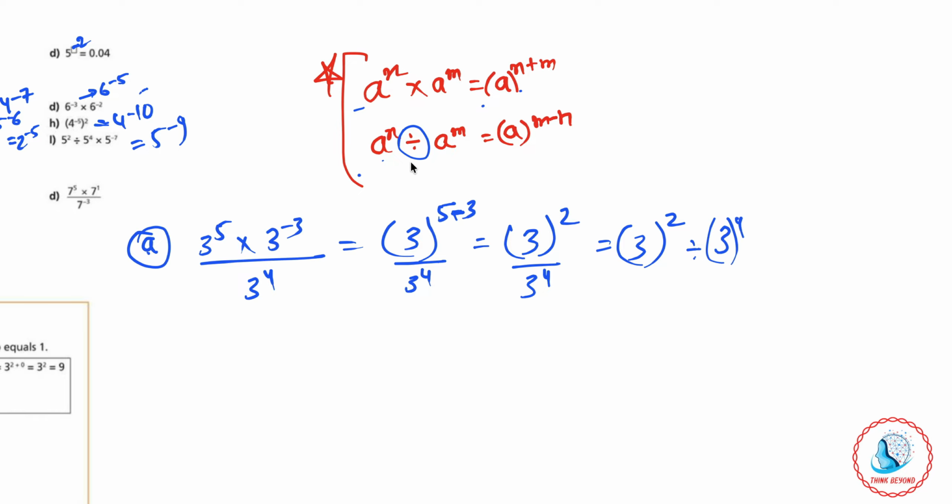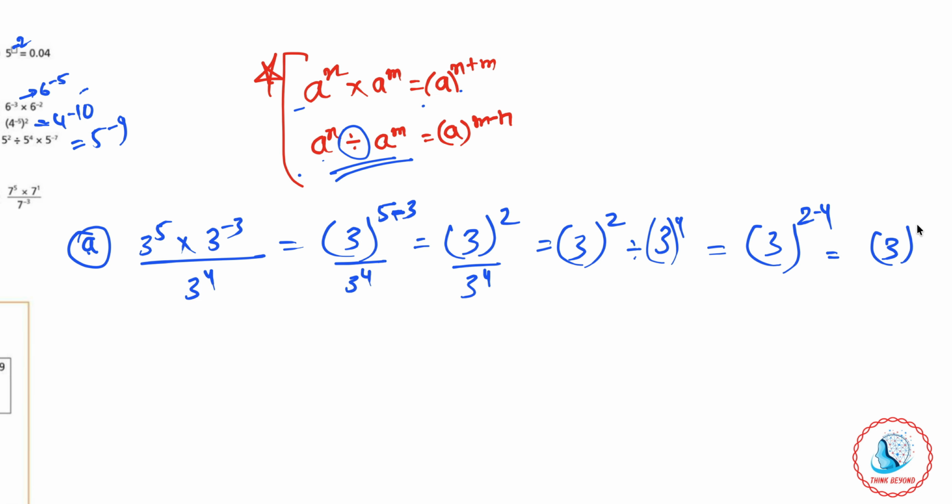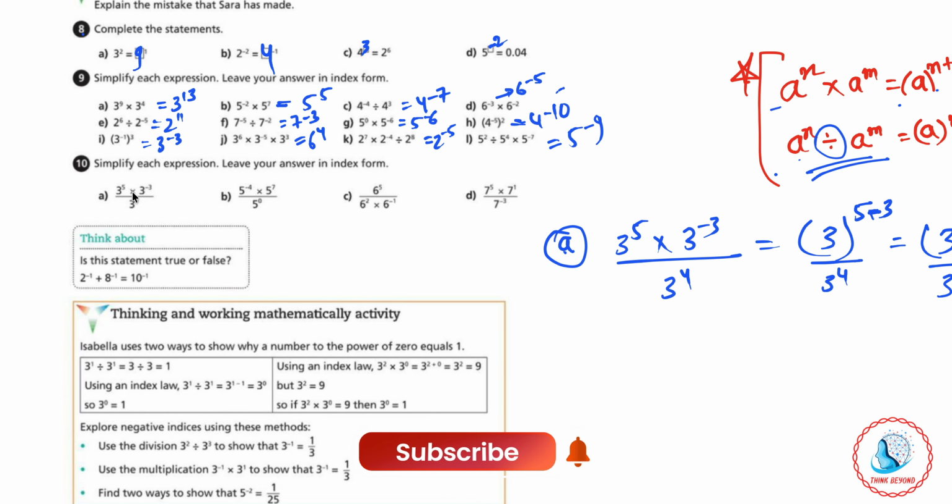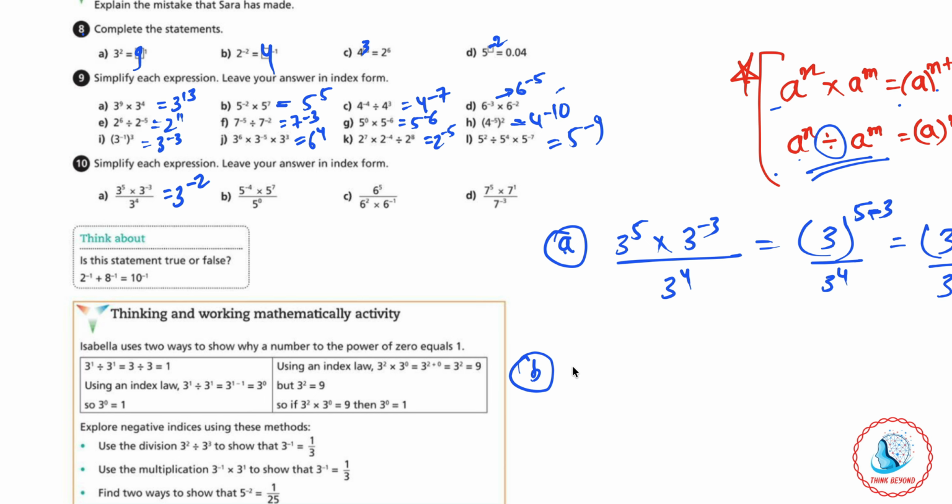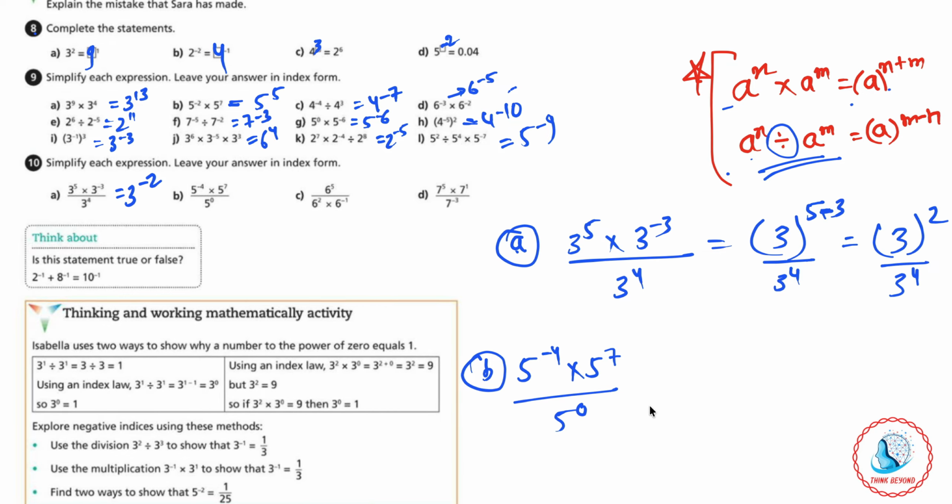Now you can apply the second formula here, which is base are same, there is a division sign, so power will be subtracted. So 2 minus 4, which will give you 3 raised to power minus 2. So our answer is 3 raised to power minus 2. Okay, now question number B. Question number B says 5 raised to power minus 4, 5 raised to power 7, 5 raised to power 0.